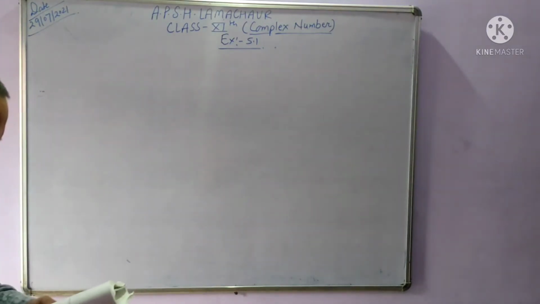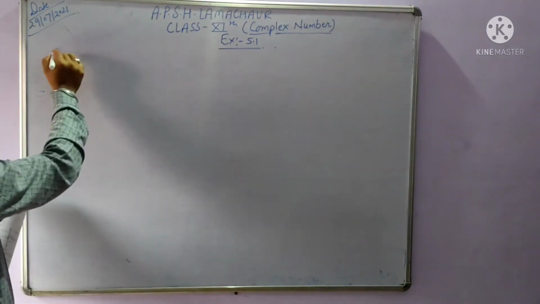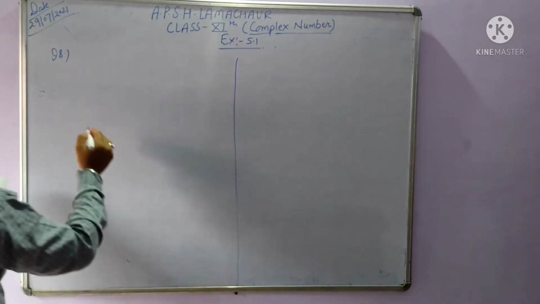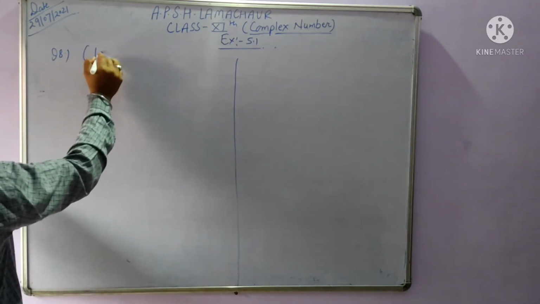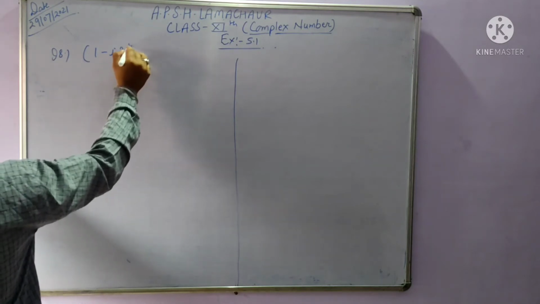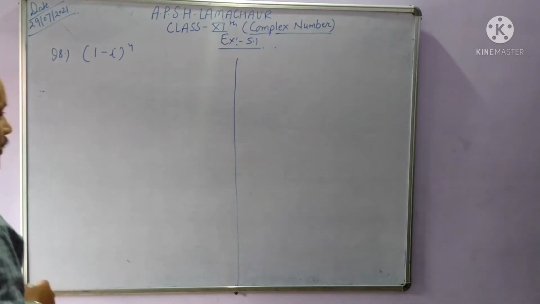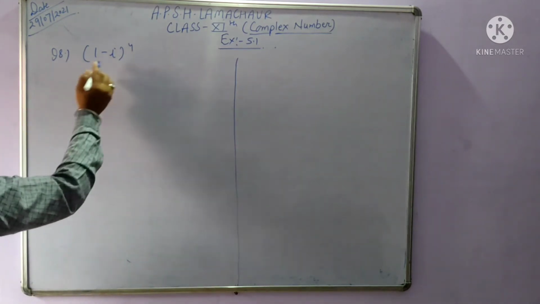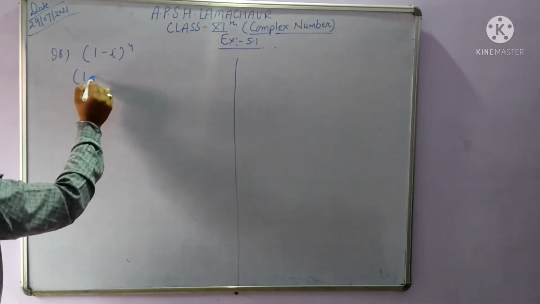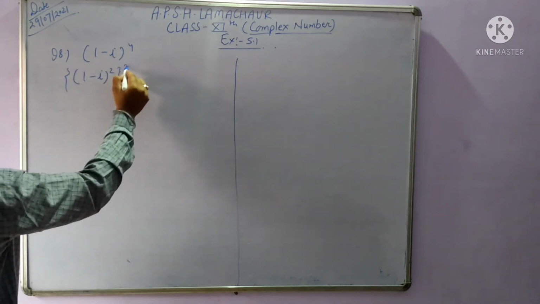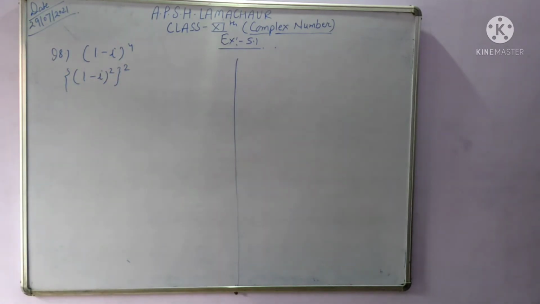Okay students, now see question number 8. Question number 8 is given as 1 plus iota to the power 1 minus iota raised to the power 4. Okay, 1 minus iota raised to the power 4. This is our question number 8. Now see, first we will split the power 4 as 1 minus i raised to the power 2, whole power 2.